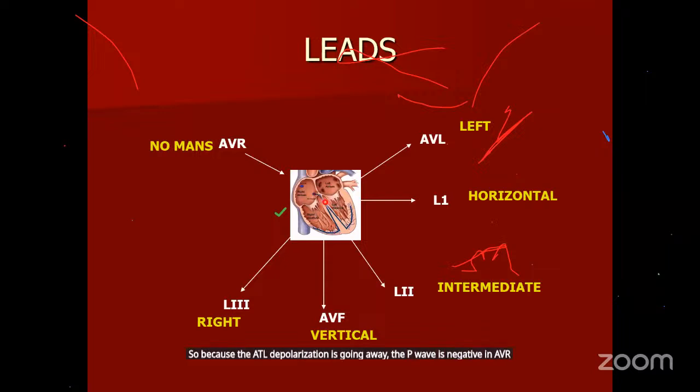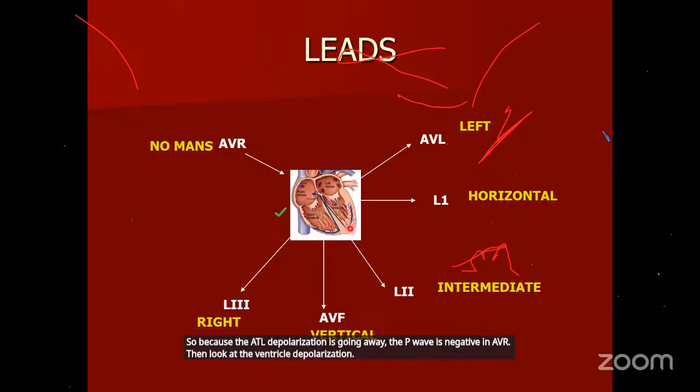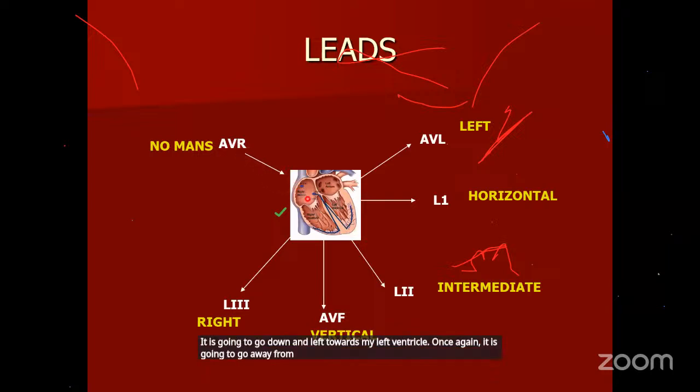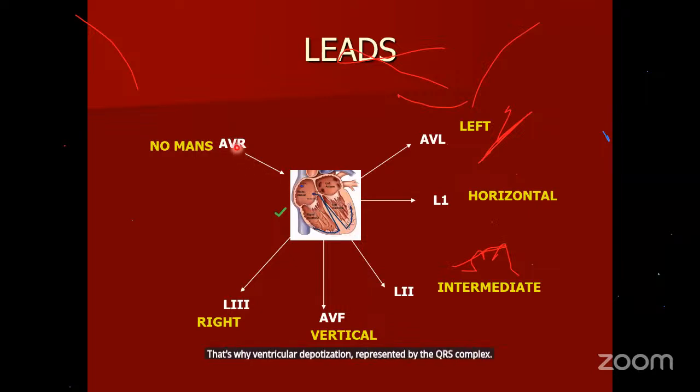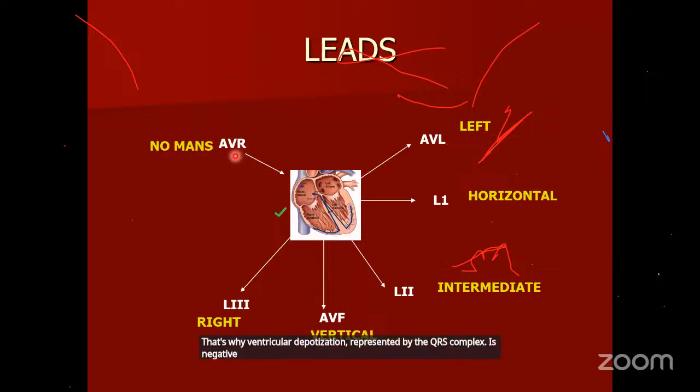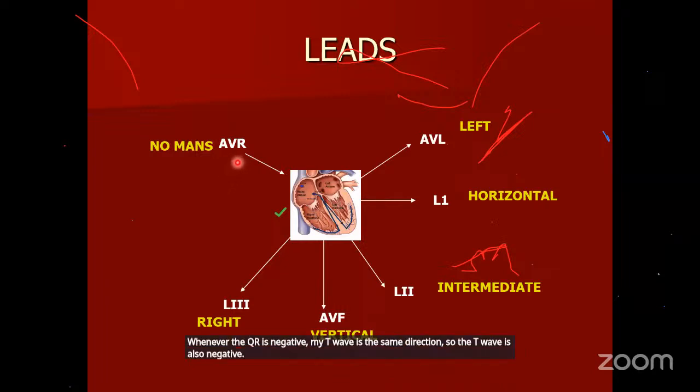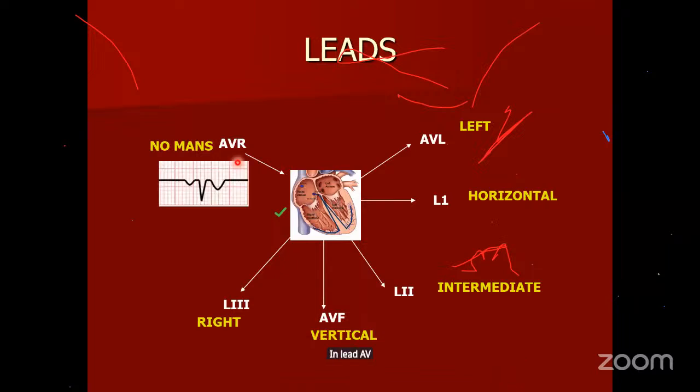Then look at the ventricular depolarization. It goes down and left towards my left ventricle. Once again, it is going away from AVR. That's why ventricular depolarization, represented by the QRS complex, is negative in AVR. Whenever the QRS is negative, the T wave is in the same direction, so the T wave is also negative in lead AVR. That's why in a normal electrocardiogram, the P wave is negative, the QRS is negative, and the T wave is negative, because all the waves are going away from lead AVR.